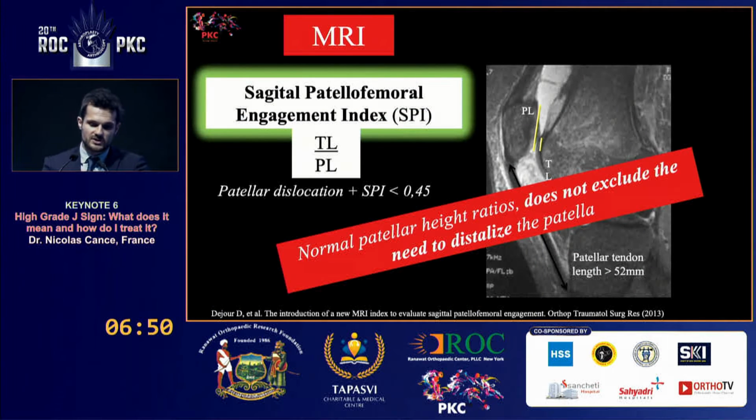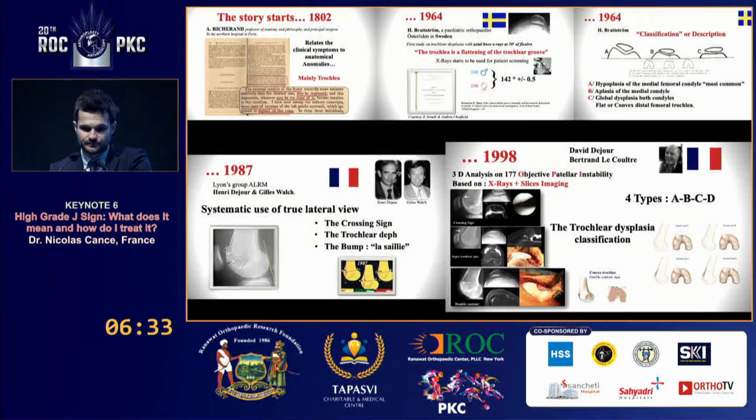And in case of G sign, you always need to perform both exams and look at both, because sometimes you will get a normal patellar height ratio using the Caton-Deschamps, but if you get a bad engagement, then you need to treat them as a patella alta, even if the patellar height ratio is good.